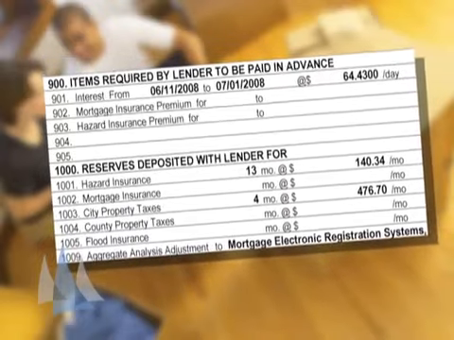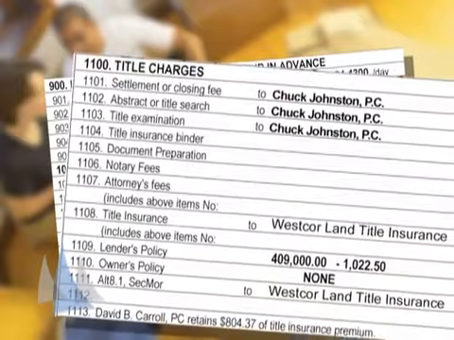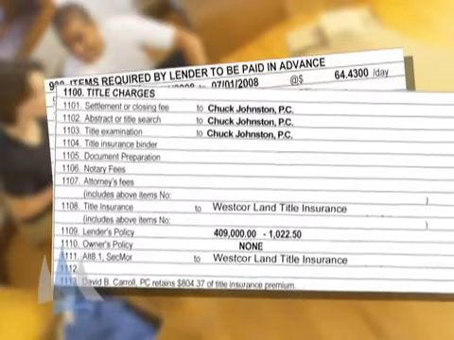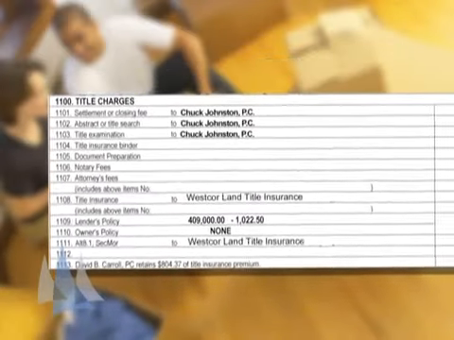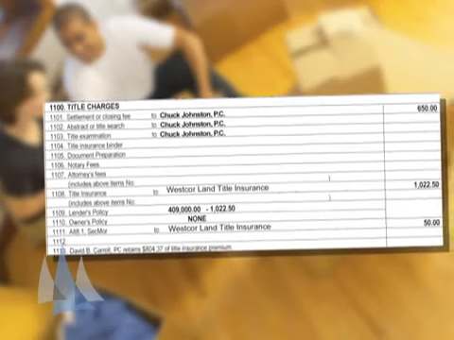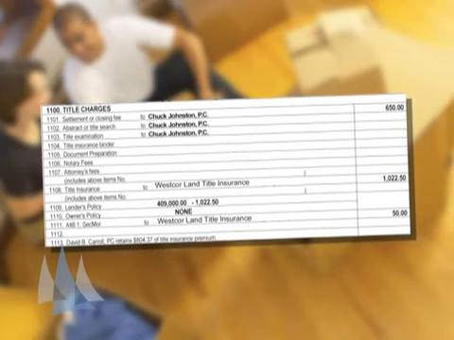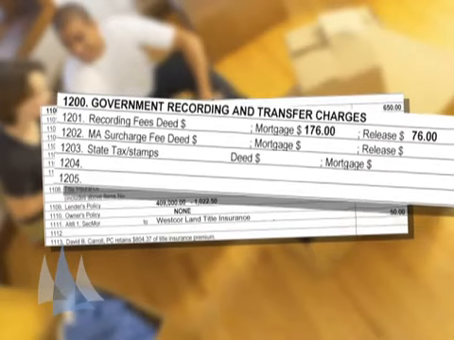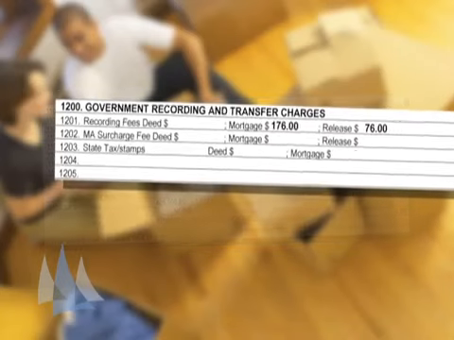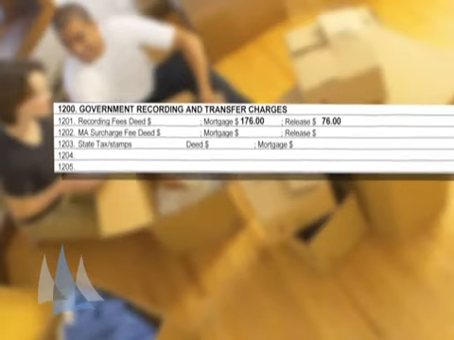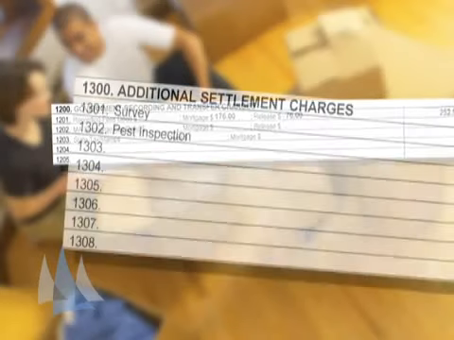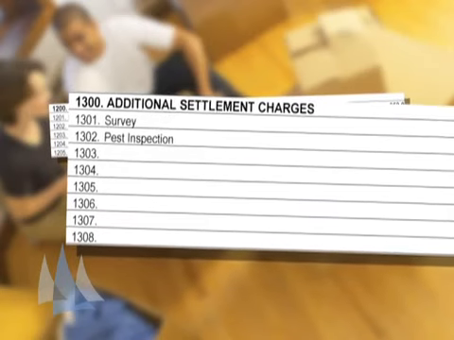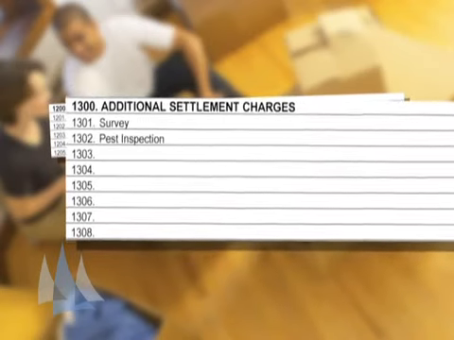Sections 900 and 1000 list amounts to be paid in advance or deposited with the lender for taxes and insurances. In Section 1100 of your HUD settlement statement, all your title charges are listed. This includes the settlement closing fee and title insurance premium, as well as other fees associated with issuing the title. Section 1200 lists the government recording and transfer fees. These are paid to the state in order to properly record your documents. And finally, Section 1300 is used to add any additional settlement charges that don't fit into any of the previously listed sections.